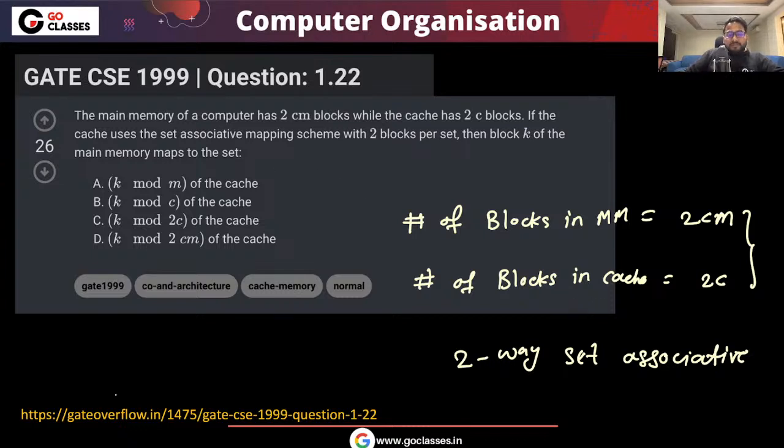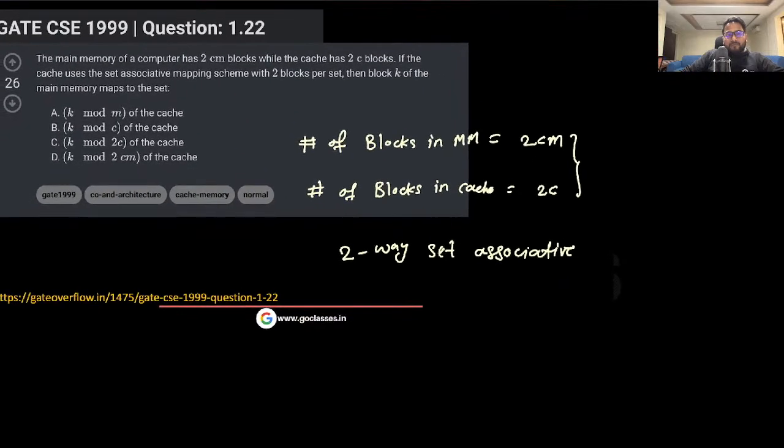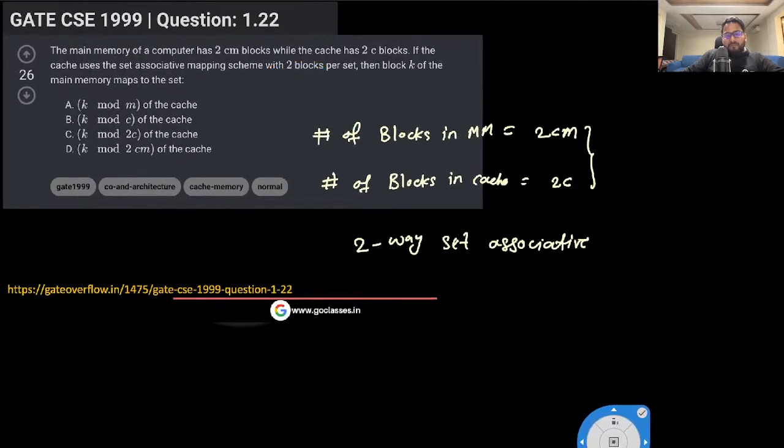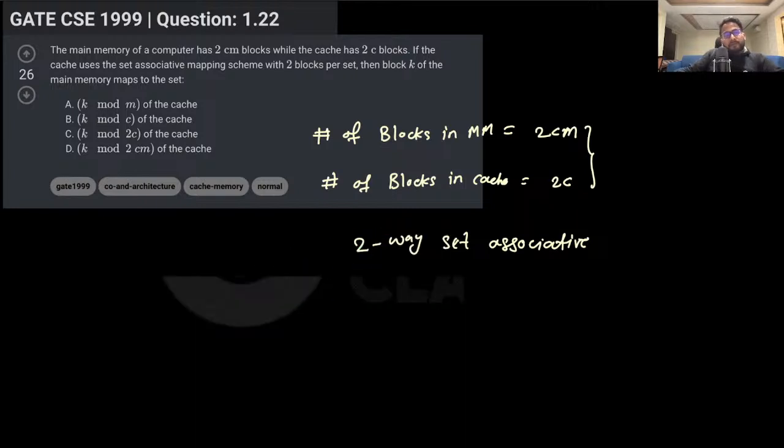Okay, so let's just solve this question. See, block k of main memory. See, block k will map to which line? Can you first tell me? Okay, they are directly asking the set. Can you tell me block k will map to which set? It will depend on the number of sets only, right? So if this is the block number, then you can just divide by the number of sets. So how many sets do you have? First, let's find out the number of sets.